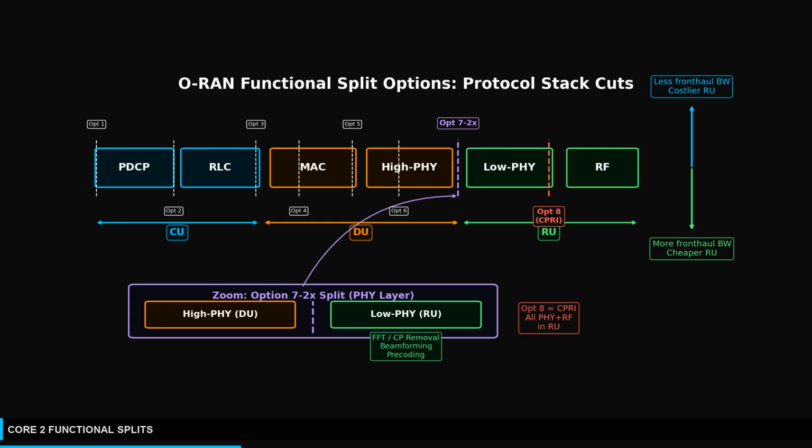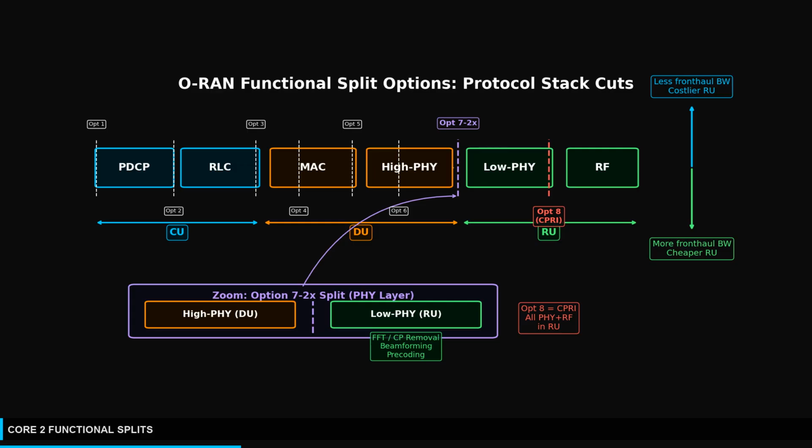The 7-2x split is the compromise the O-RAN Alliance chose. It sits inside the physical layer. The high PHY stays in the DU. The low PHY moves into the RU. Specifically, functions like the FFT, cyclic prefix handling, and digital beamforming live in the radio. Resource element mapping and the heavier coding stay in the DU.